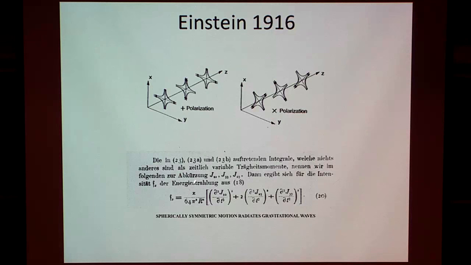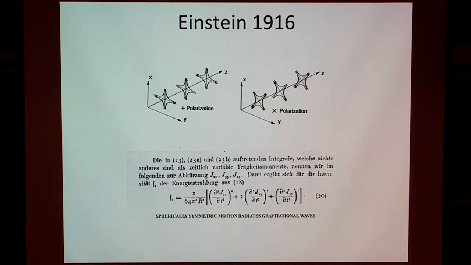And then he writes something which really got him into trouble. He is now trying to relate the sources of the wave, the generation of the wave by matter, to making the wave. Here he says that what makes the wave are the second or third derivatives of the moment of inertia changes in time of the different parts of the distribution of matter.